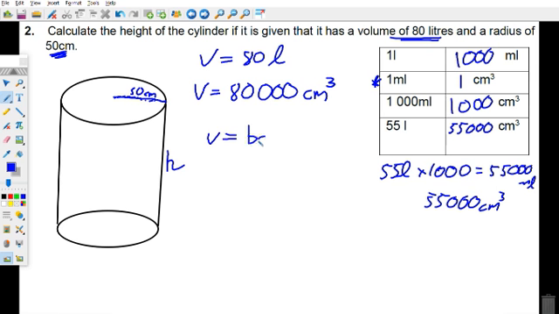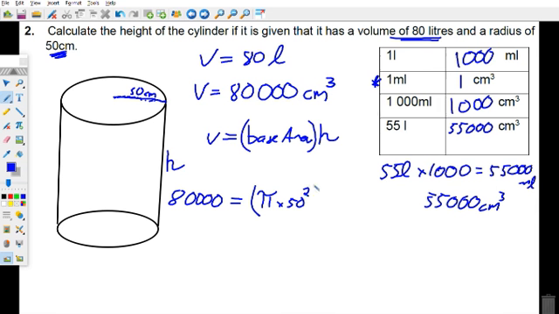All right. Now that we've got that, we're going to hold that and we're going to say volume is equal to my base area. Okay, what's my base going to be? It's a circle, exactly. Multiplied by my height. That's what we're solving for. So let's put in some numbers. 80,000 is equal to my base area. What's the area of a circle? Pi r squared. So the r is squared, not the pi. So it's going to be pi times 50 squared multiplied by my h.